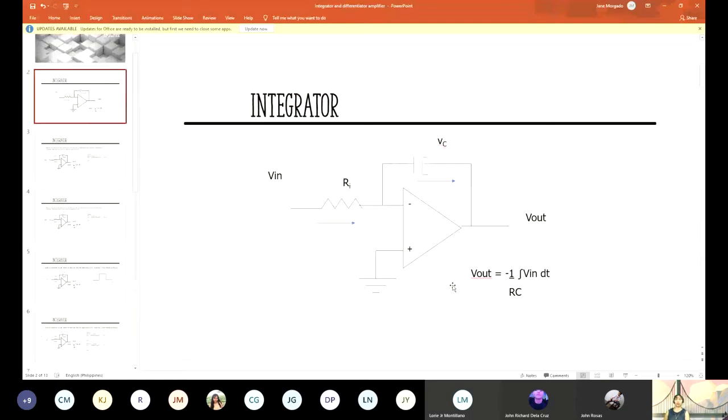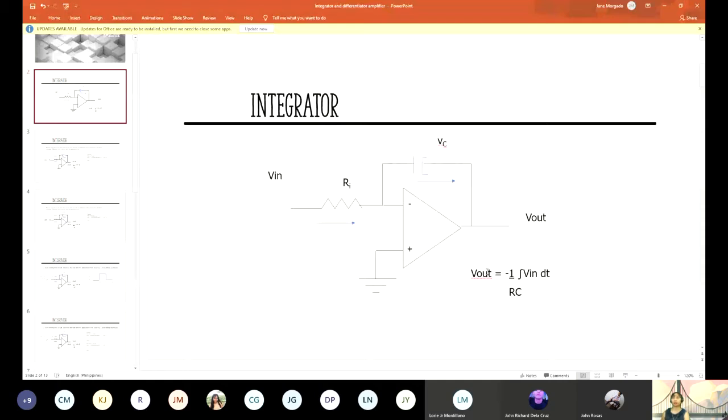The integrator basic equation is V out is equal to -1/RC integral of V in dt. You are good at this, right? Integral. Okay, yes, ma'am. Don't worry, we'll make it as simple as possible.